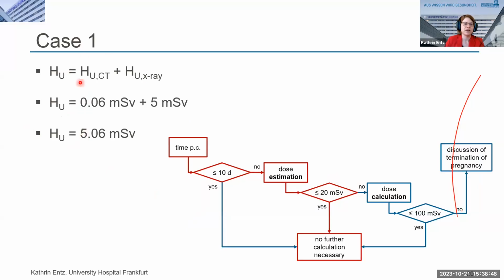So altogether we have the dose from the CT scan and from the X-ray. So altogether it's approximately 5 millisievert. And if we go here through our flow chart, we say, okay, it was more than 10 days, it was 6 months. So we did the dose estimation and we stayed well below 20 millisievert. There's nothing more to do for us besides obviously documenting those values and informing the patient.